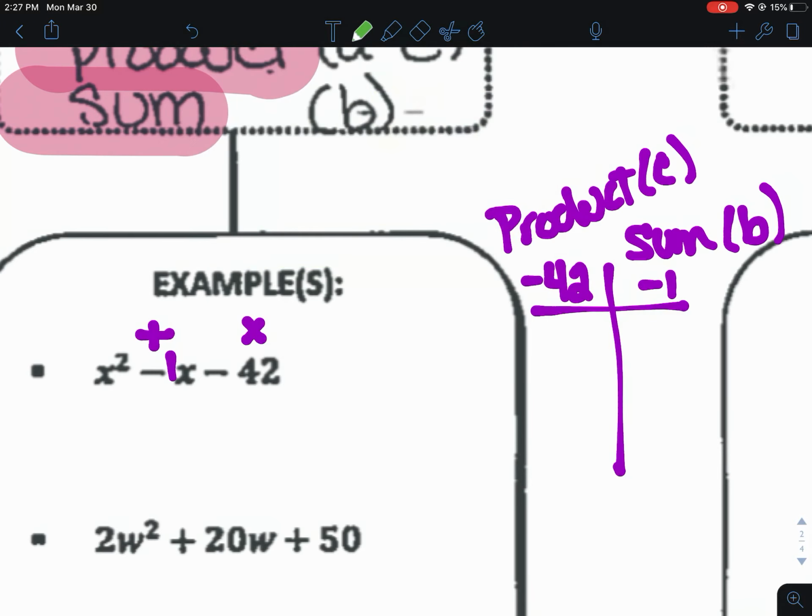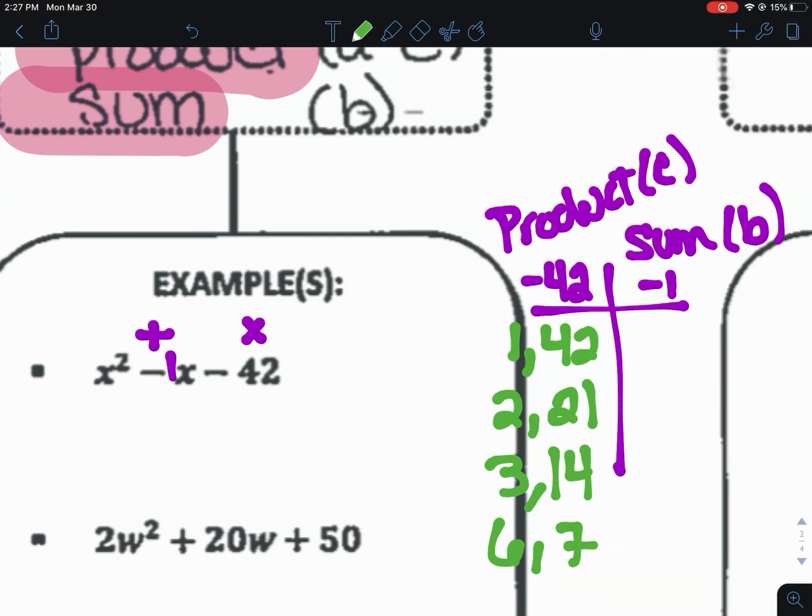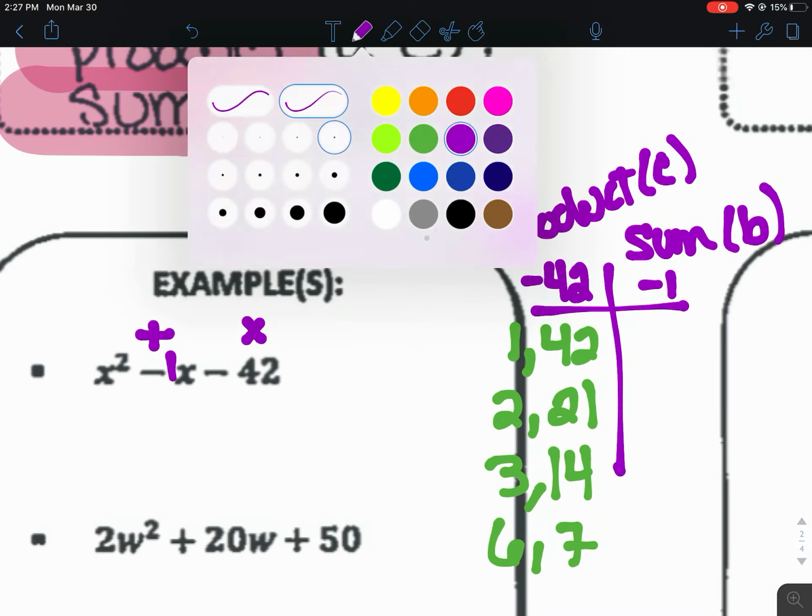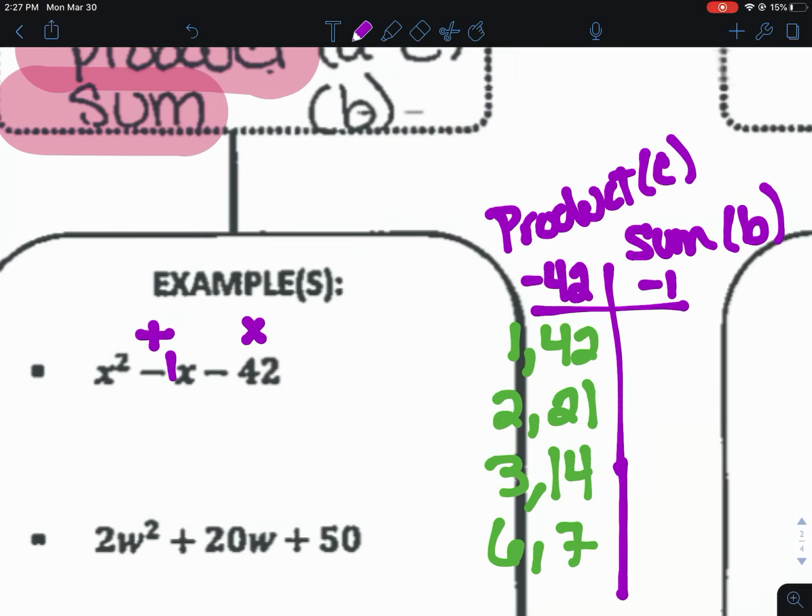All right, so what we need to do, because this is a negative 1 right here, is brainstorm what are the numbers that could multiply up to negative 42. And so I like to just make a little chart over here. So 1 and 42, 2 and 21, 3 and 14. I don't believe 4 goes in, 5, 6, and 7. So those are all the combinations of things that multiply to 42, but we want negative 42. So we're going to have to assume that one of these numbers in the set has to be negative.